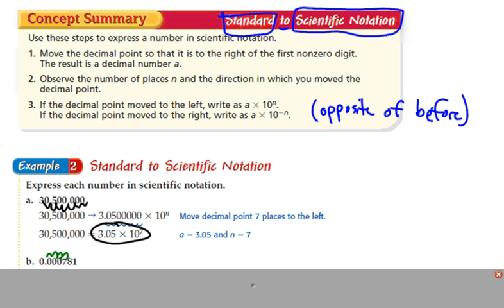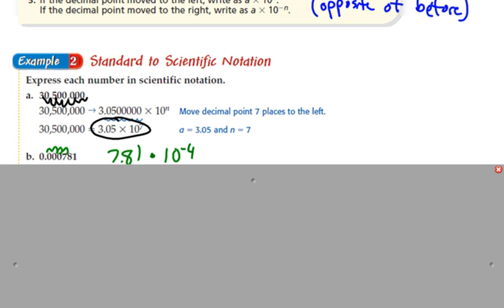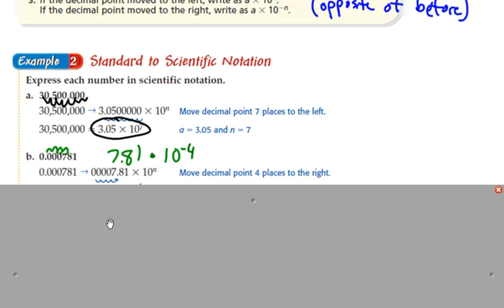So there would be 7.81. We're going to multiply it times 10 to, since we move it to the right, we do the opposite. So it's going to be a negative 1, 2, 3, 4, I believe. So let's double check that to see if that's what I have here. Yep, we moved it 4 places to the right, so it's going to be 7.81. That's a number that's between 1 and 10.